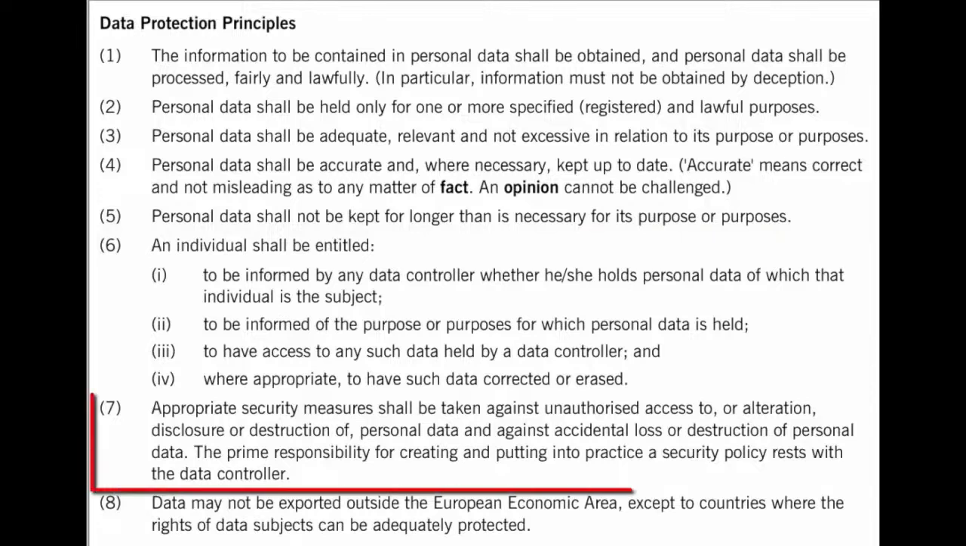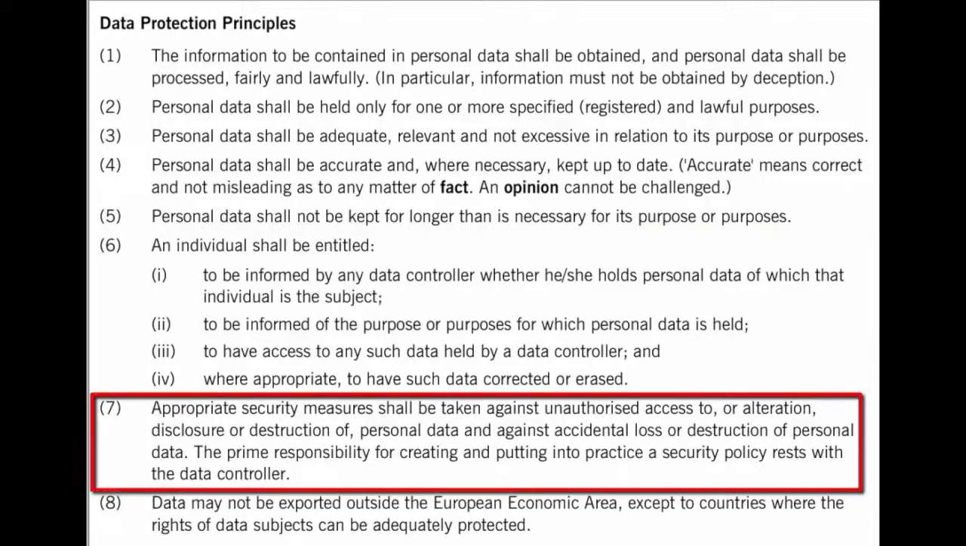7. Security of data. Explanation. Adequate security measures must be in place to prevent unauthorized access, alterations, or accidental loss of data. This principle emphasizes the responsibility of the data controller to enforce strong data security protocols.